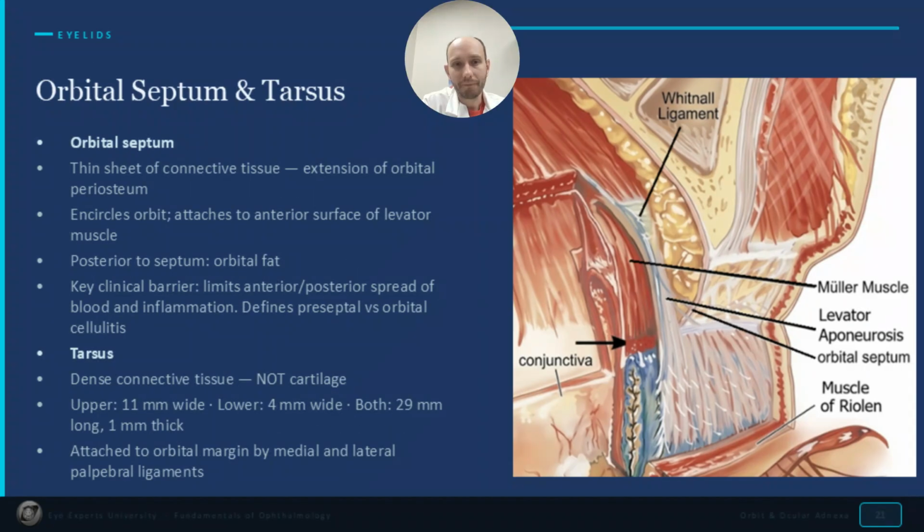The orbital septum is a thin sheet of connective tissue that is the extension of the orbital periosteum. It keeps the orbital fat back, and because of its strong connective properties, it also keeps the inflammation separate from one compartment to the other, so we can use it to define preseptal versus orbital cellulitis. The tarsus is just dense connective tissue. It's not cartilage. It's about 29 millimeters long. The upper tarsus is about 11 millimeters tall, and the lower one is about 4 millimeters tall.